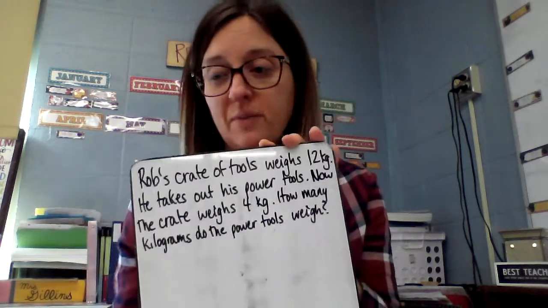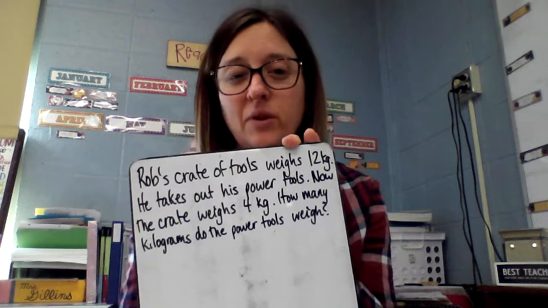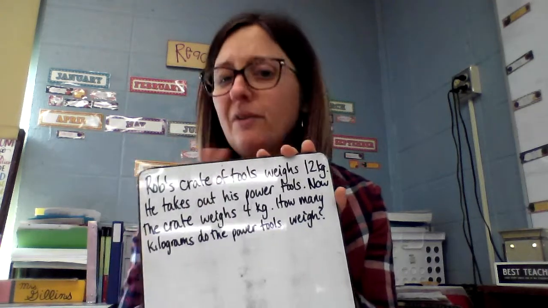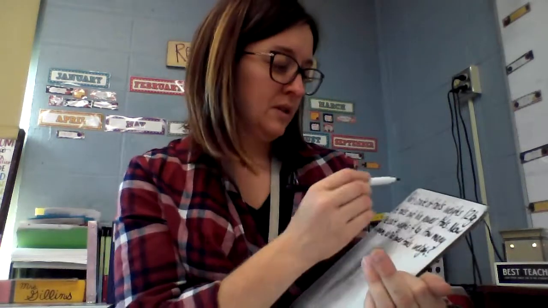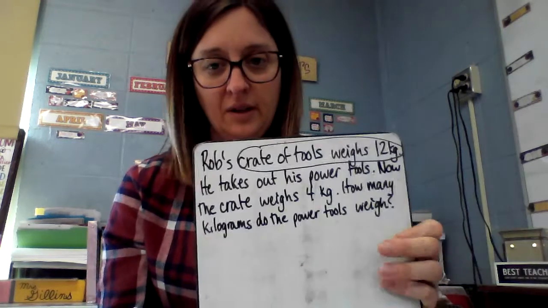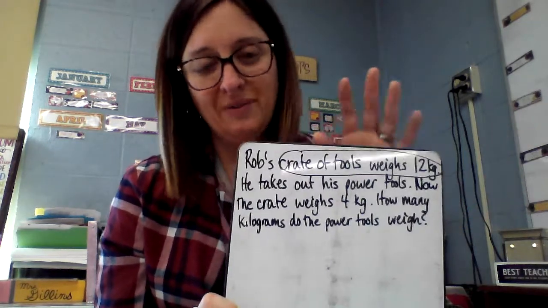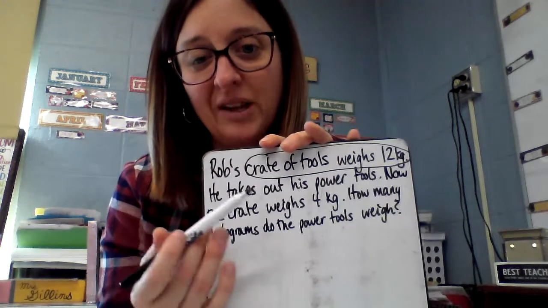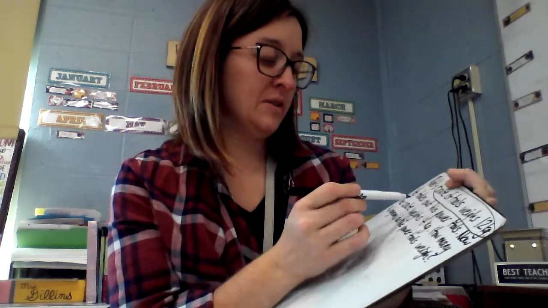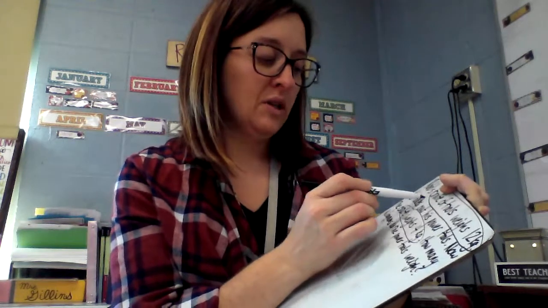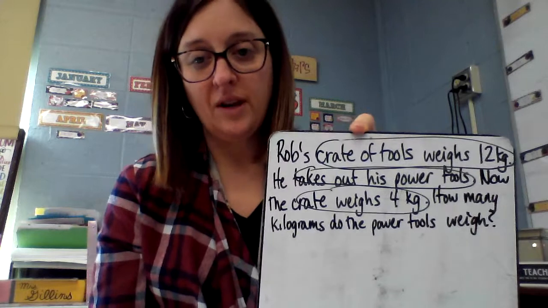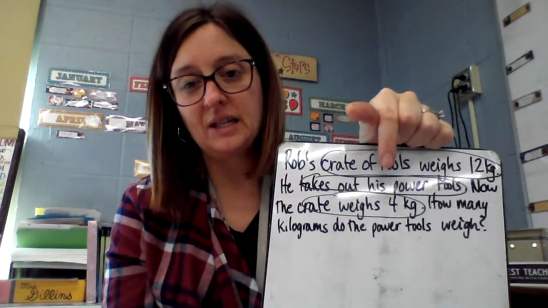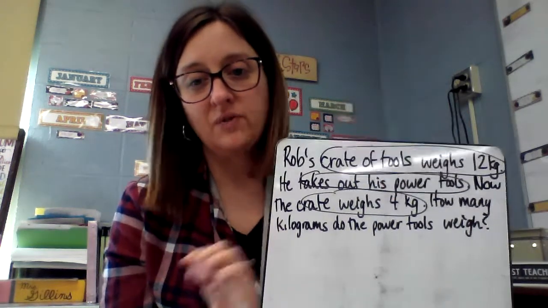Well, if I look at this information, remember, I only want to focus on the most important things. I don't care who the problem's about. I don't care all the extra stuff. What I want to know is that his crate weighs 12 kilograms. Okay, that's important. I don't care that he took out his power tools, but I guess I do, but not a lot. But I do care that now the crate weighs 4 kilograms when he took out his power tools, okay? So the Creative Tools weighs 12 kilograms. He takes out his power tools. The crate weighs 4 kilograms.